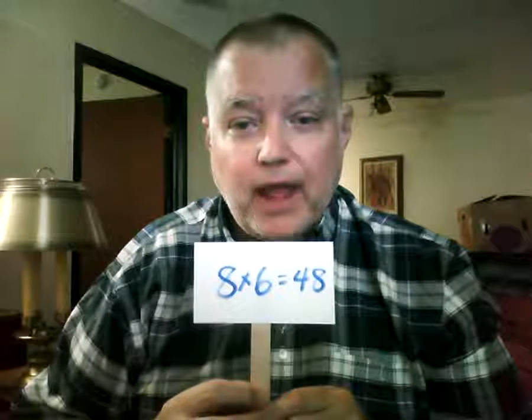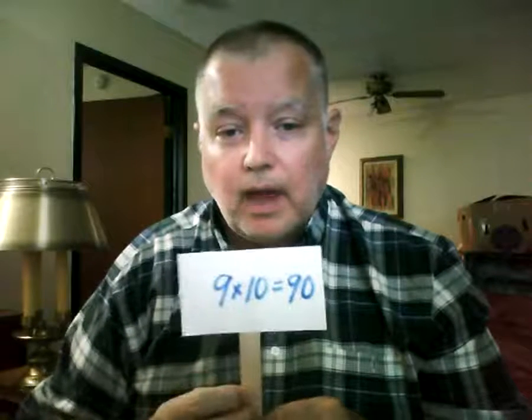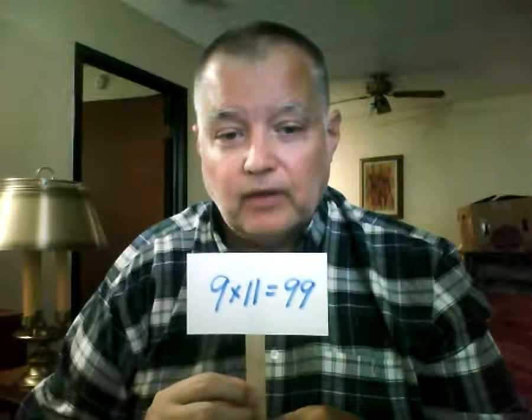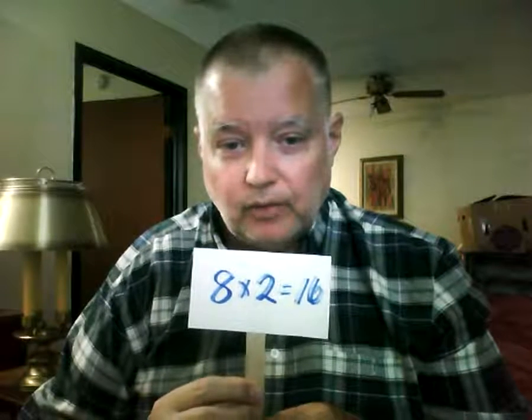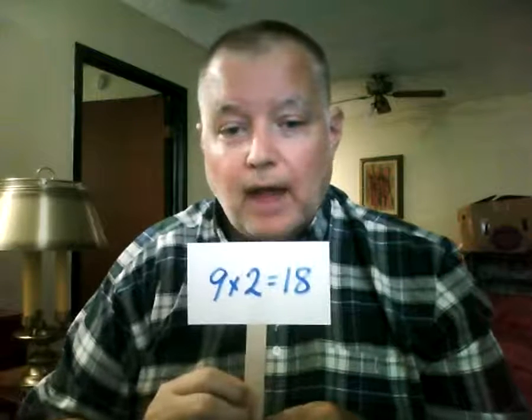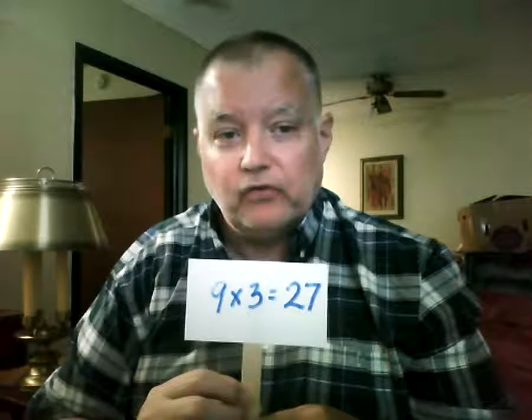8 times 6 is 48. 7 times 6 is 42. 7 times 7 is 49. 9 times 10 is 90. 9 times 11 is 99. 8 times 2 is 16. 7 times 10 is 70. 9 times 2 is 18. 9 times 3 is 27.